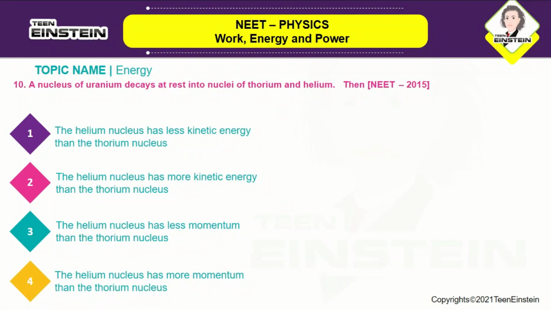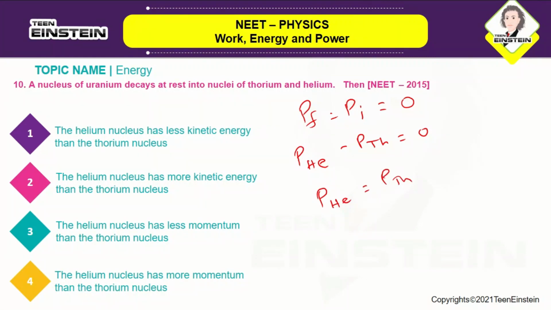Okay. So, we will move on with the next question. A nucleus of uranium decays at rest into nuclei of thorium and helium. According to the conservation of linear momentum, Pf is equal to Pi. Here uranium decays at rest, so Pf is equal to Pi equal to 0. So, P helium minus P thorium is also equivalent to 0, or P helium equal to P thorium.